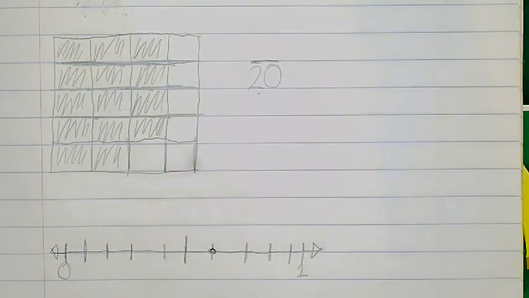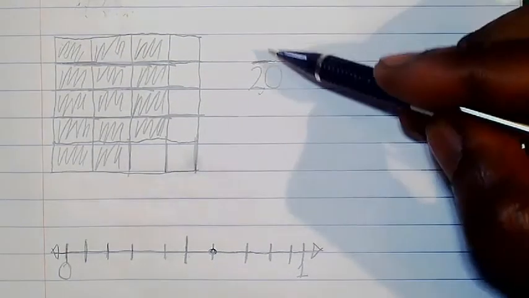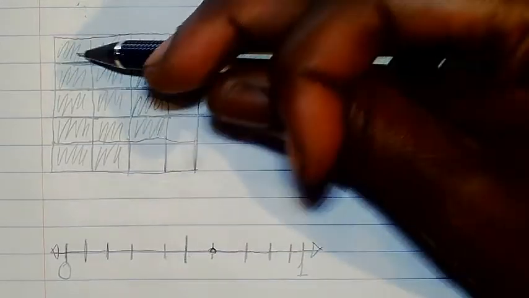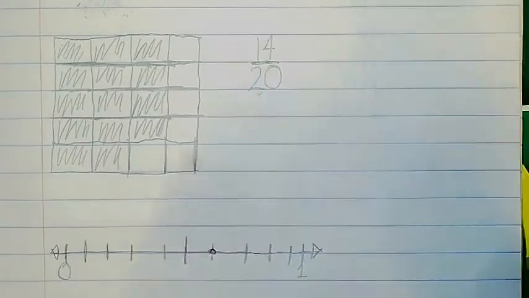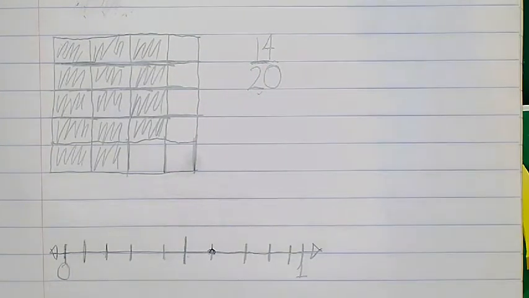And the amount that is shaded represents our part. So that's 5, 10, 14. So that's 14 20ths. Now we have to look to simplify. We can do this one of two ways, and I'm going to show you both ways.